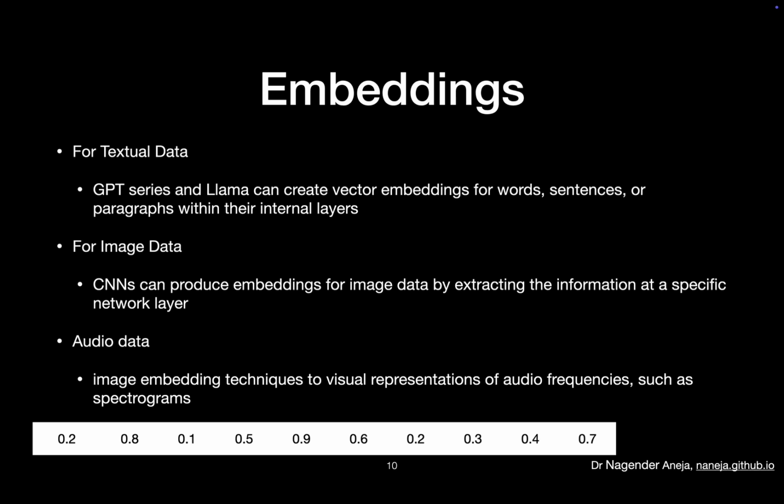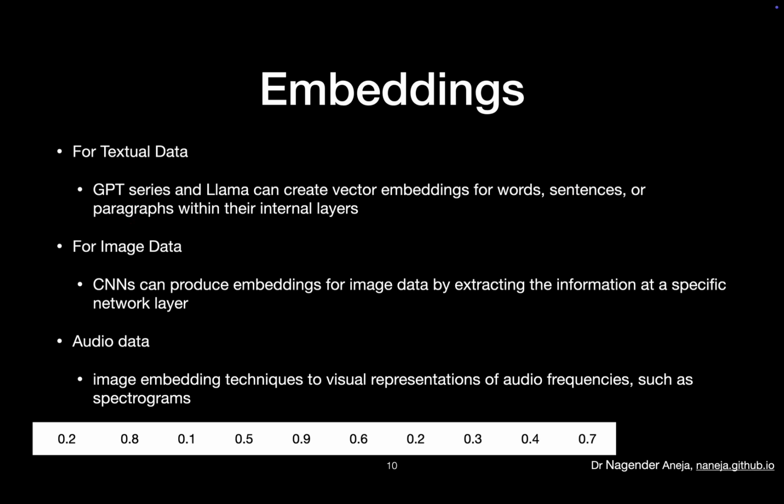And the core thing in the pipeline is the embedding. So let's see very briefly what embedding is. For textual data, the GPT series or Llama can create vector embeddings of words, sentences, and paragraphs within their internal layers. So what happens is that you can pass the word, you can pass the sentences, you can pass the paragraphs.